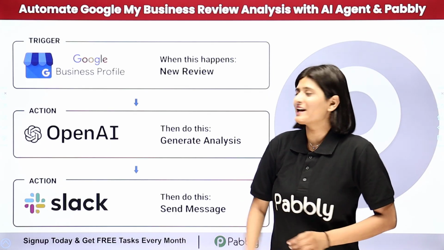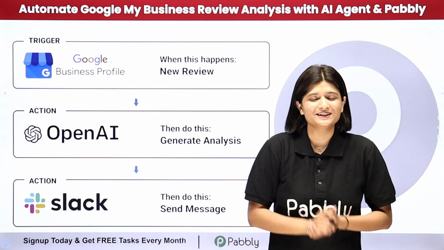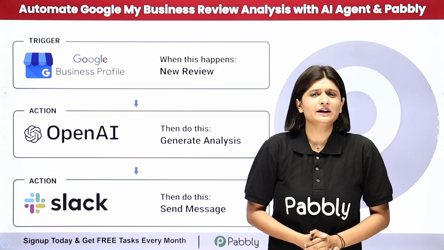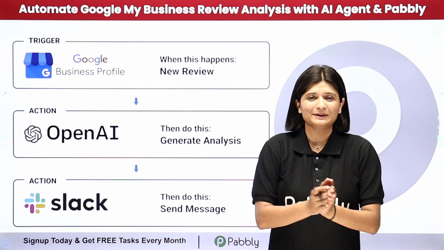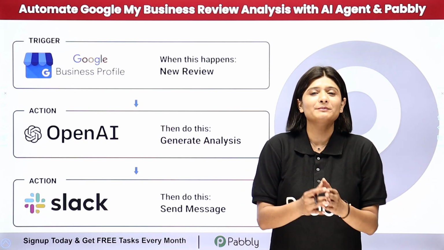Here I'm going to use my AI agent as OpenAI, and then I'm going to send this review analysis to my team on Slack channel. Now doing this manually is a very time consuming task, so I'm completely going to automate this process, and to do this automation I'm going to use Pabbly Connect.